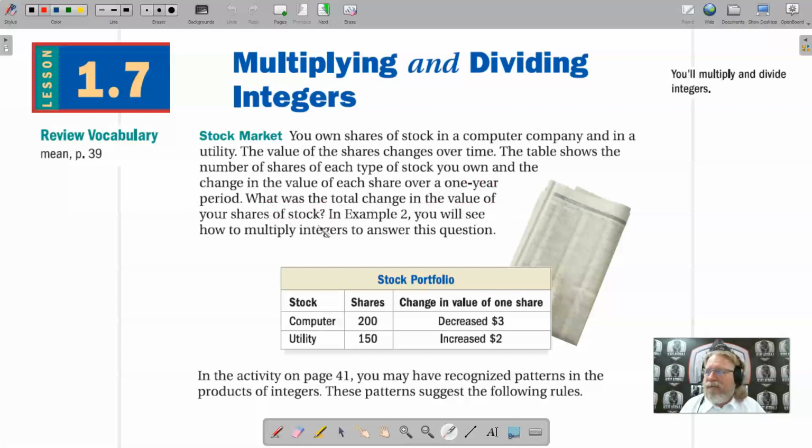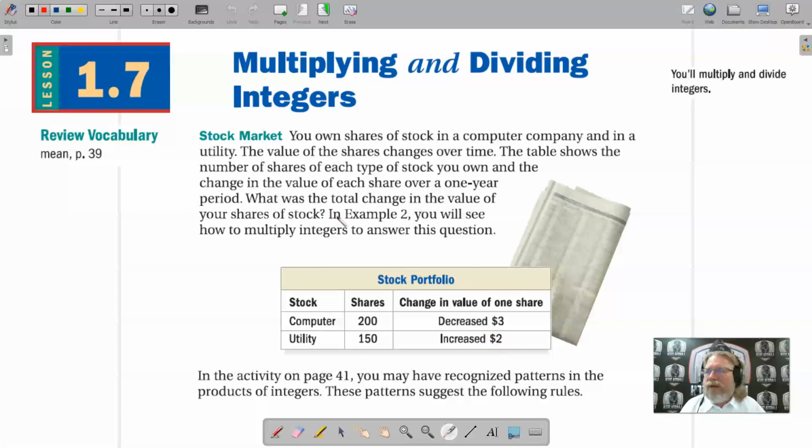shares of stock? So we have a table here, and our first column is the stocks that we have. They are computer and utility. The second column is the number of shares that we have, which is 200 of the computer and 100 of the utility. And then the third column shows the change in value of one share. So for each of these 200 shares over 1 year, each of those shares decreased by $3. And for the utility, 150 shares, each of those shares increased by $2.